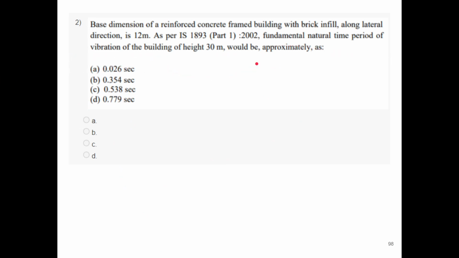If you remember, we discussed this just a few slides away. This T value is equal to 0.09 h by square root D. Here h value is height, that is 30 meter. D value is 12 meter, because along lateral direction dimension is 12. So it will be 0.09 into 30 by square root of 12. That will be the fundamental natural time period.